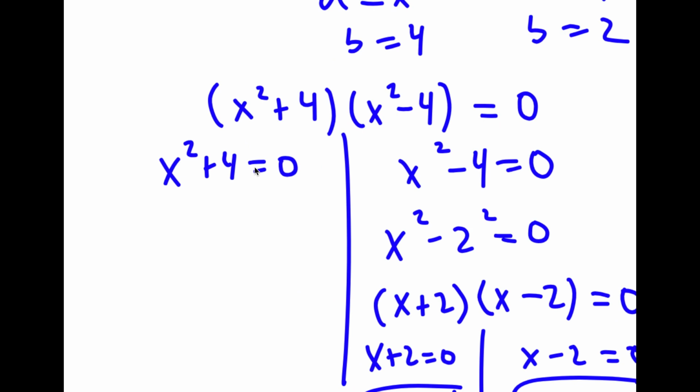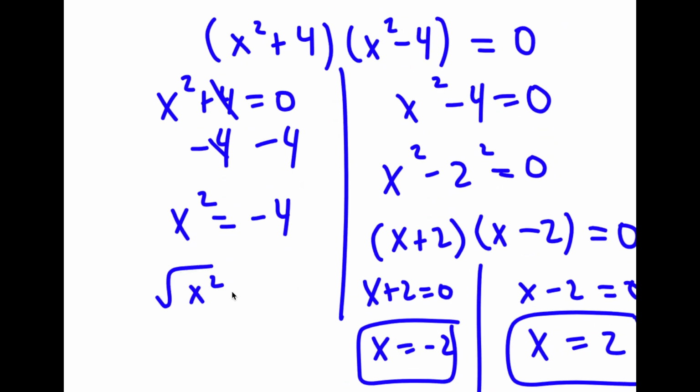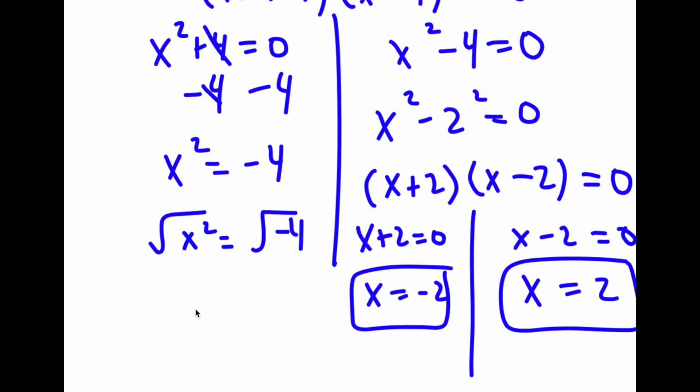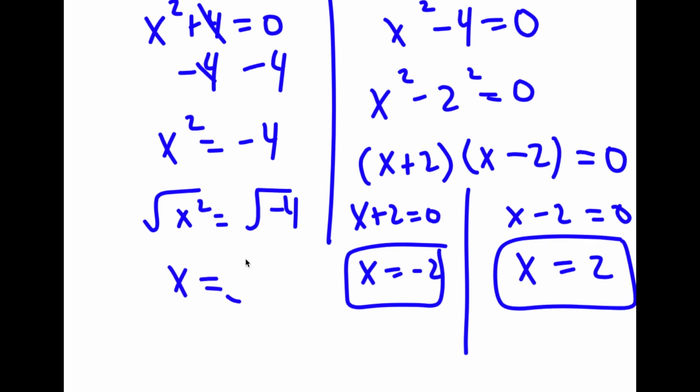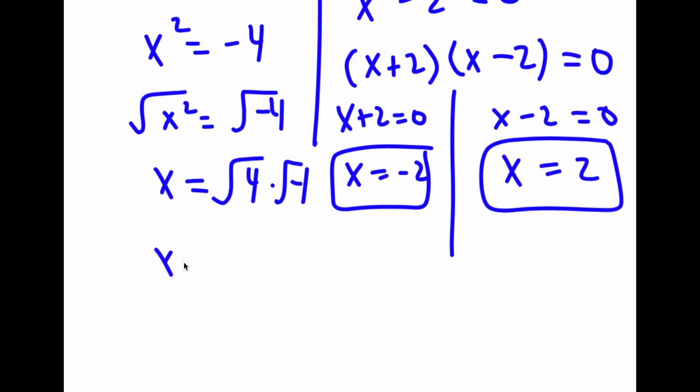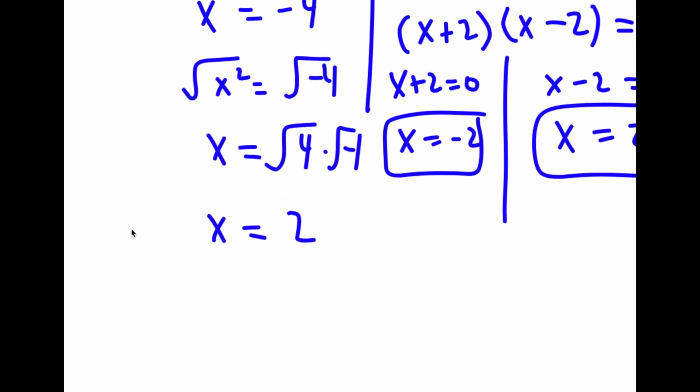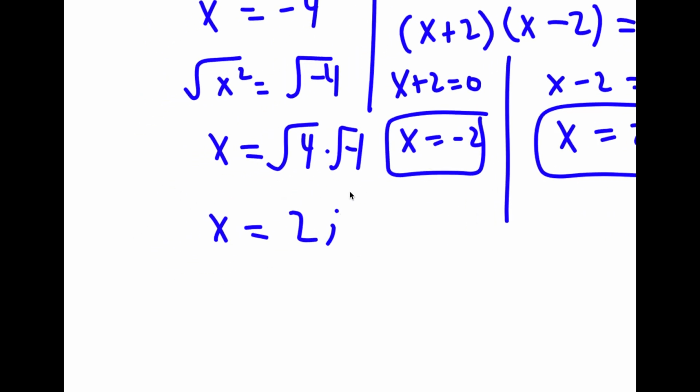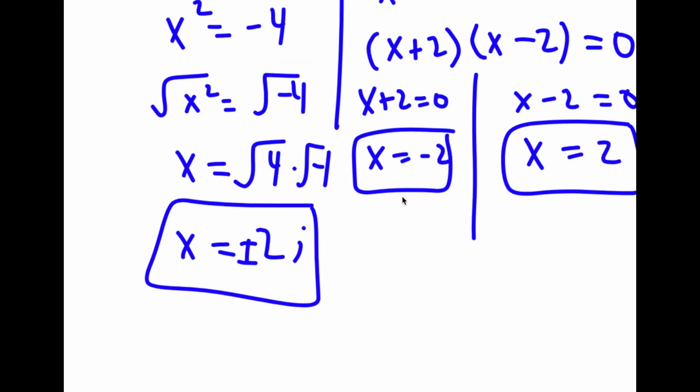Now for x squared plus 4 equals 0, I'm going to subtract 4 on both sides. These two cancel out, and I have x squared is equal to negative 4. Now I'm going to take the square root on both sides. Square root of x squared is x, and the square root of negative 4, that's the same thing as square root of 4 times the square root of negative 1. The square root of 4 is 2, and if you guys already know, the square root of negative 1 is i. So I have x is equal to positive or negative 2i. So these are another two solutions.